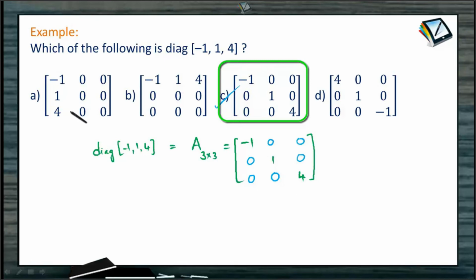Now clearly A is not a diagonal matrix at all. B is also not a diagonal matrix. But D is a diagonal matrix. But what is the difference? Yes, this will actually be denoted as diagonal 4, 1 and minus 1, right? But what we want is diagonal minus 1, 1, 4. That's why option C was the suitable choice.